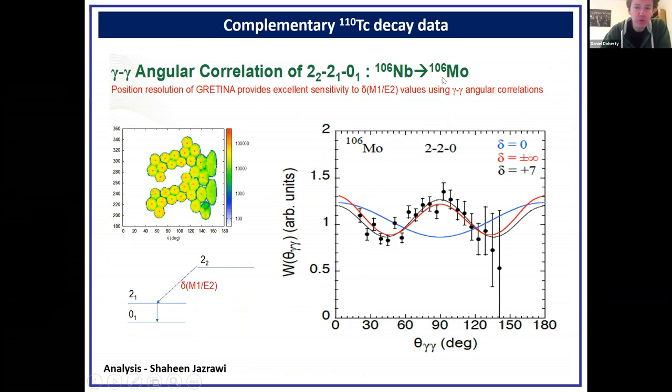So this is an example from our molybdenum-106 data. This is analysis performed by myself, by Mitch Almond at Argonne, and also our PhD student Shaheen Jazravi. The result for this molybdenum case is that we have a mixing ratio that's strongly consistent with about 95% E2 between these 2-to-2 transitions, supporting our assumption in the initial analysis that these were dominated by the E2 component.